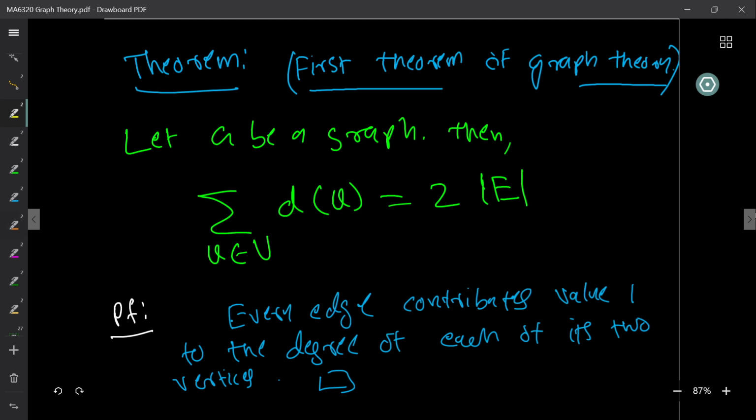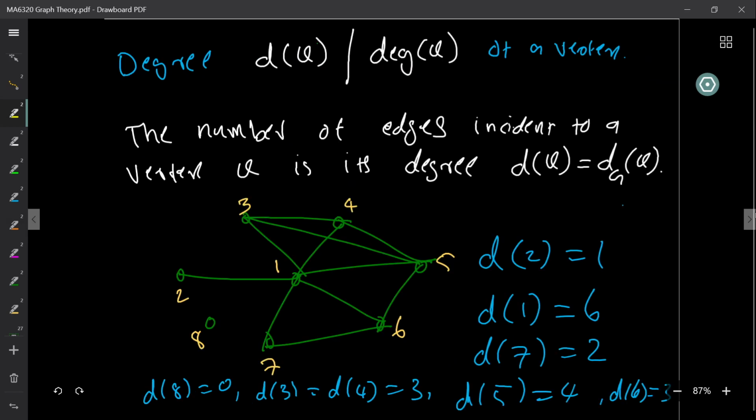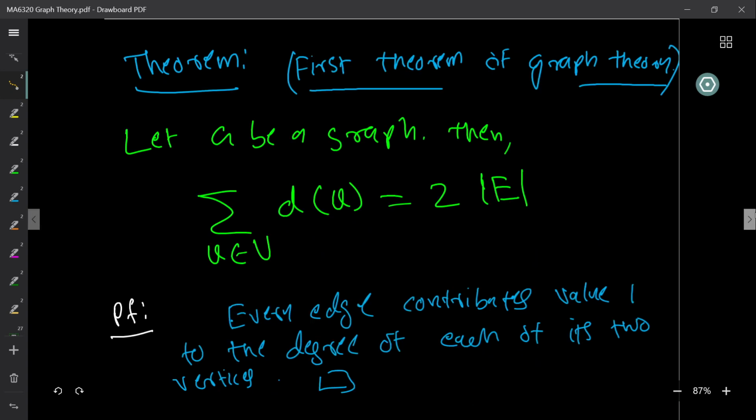Now, in the previous example that we saw, you can talk about the degrees. So what is the minimum degree? The minimum degree in this graph is 0, because the vertex 8 has degree 0. And the maximum degree in this graph is 6, because vertex 1 is the vertex with the largest degree. All the other degrees are less than 6. So the largest degree is 6 and the smallest degree is 0.